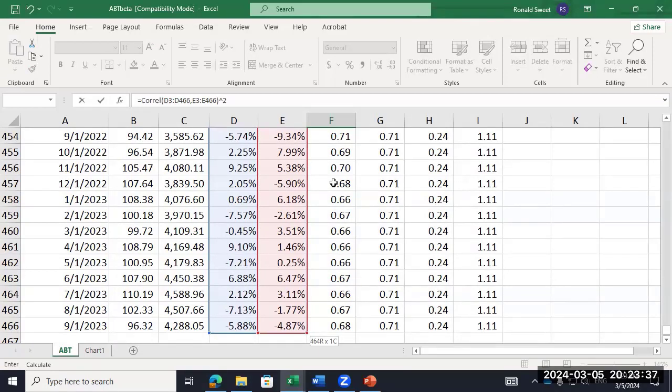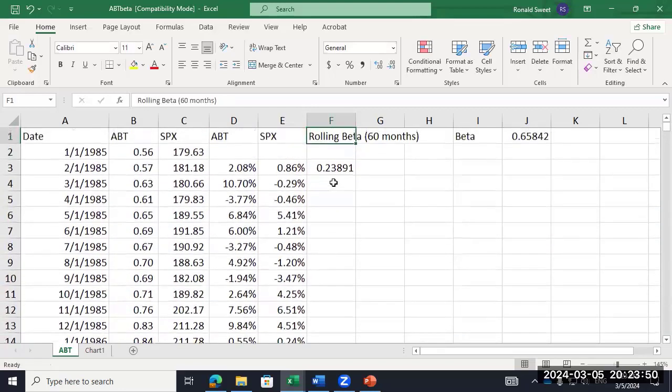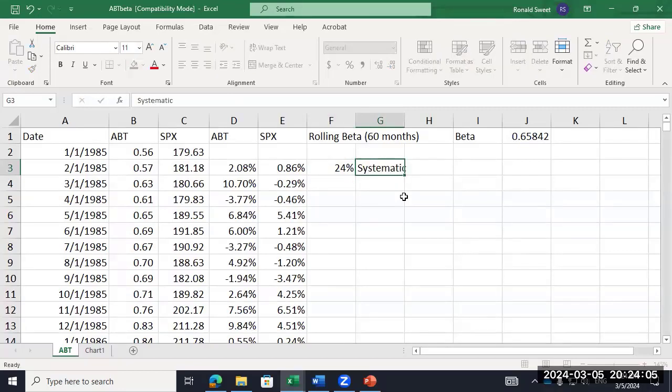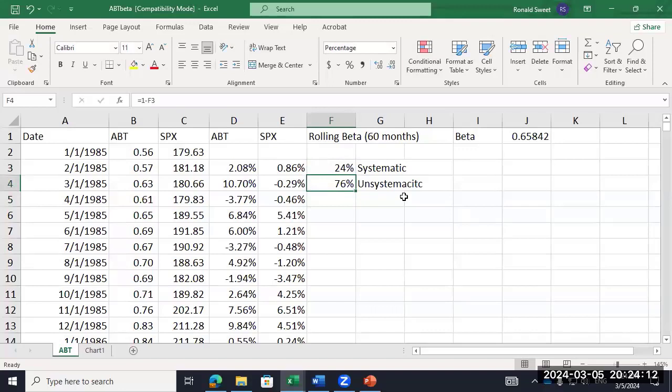How high can R squared be? 1%. How low can it be? Not -1. That's correlation, but R squared. Yeah, 0, right? That's the percentage of Abbott's return that is systematic risk. So how much of their risk is unsystematic risk? So 24% systematic. How much is unsystematic? That's not right. But so most of the risk, 76%, is unsystematic risk.